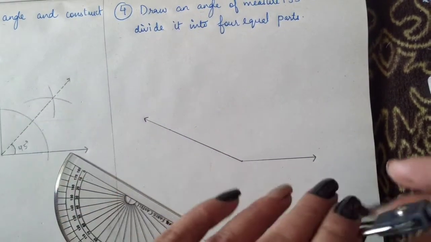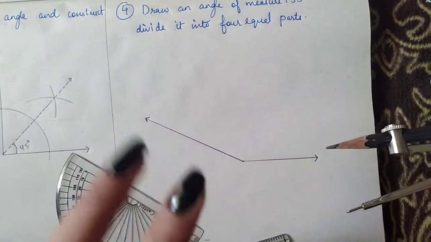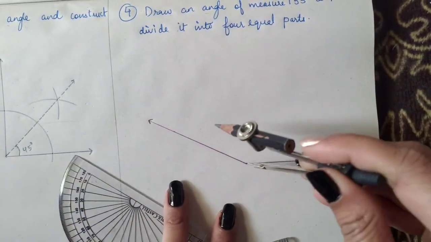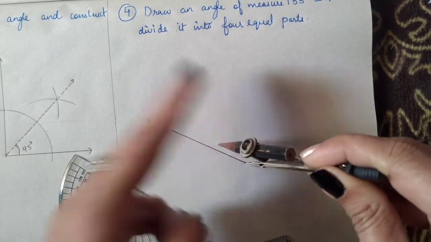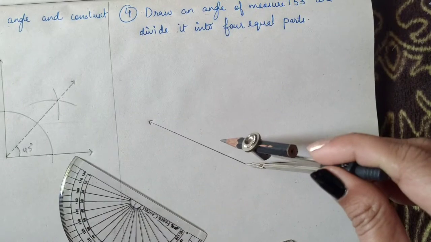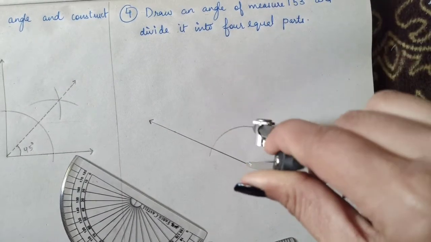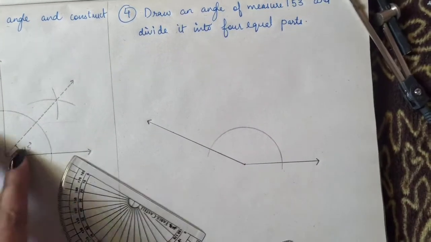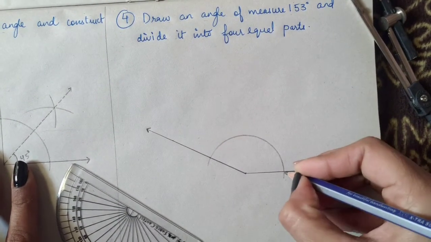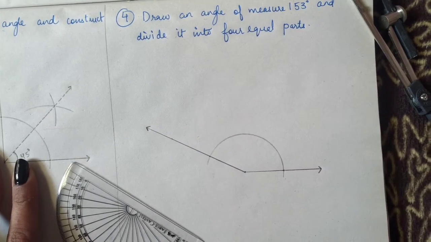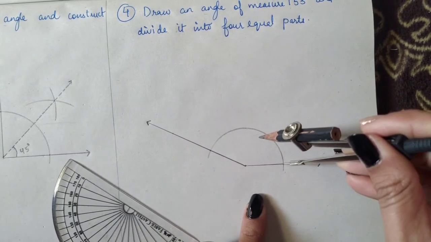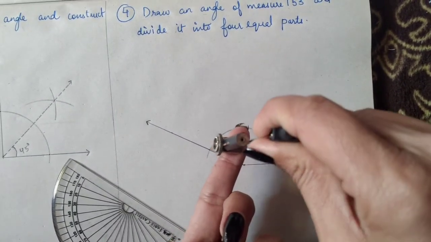Same procedure. First we'll bisect in 2 equal parts, and then we'll bisect those 2 parts. Again, same procedure: keeping your pointer at the vertex, open it through any radius you want, and we'll draw an arc so that it intersects these 2 arms like this. I'll just highlight these points so that it gets easier for me to keep my pointer. Now I have to bisect this length. So I'll open my compass. That's the total length that I'm supposed to bisect.